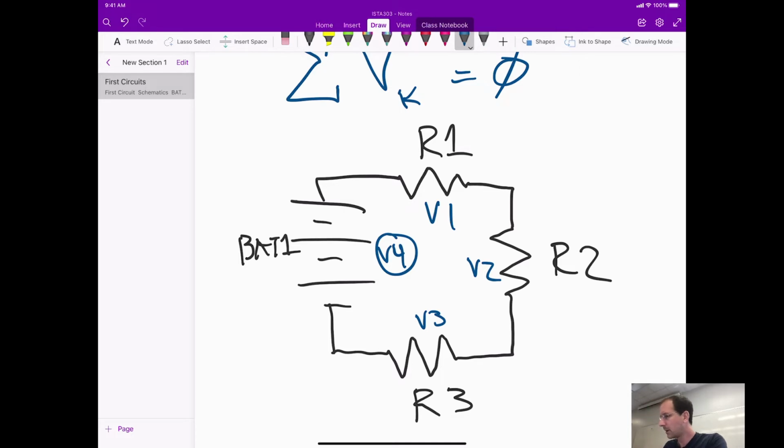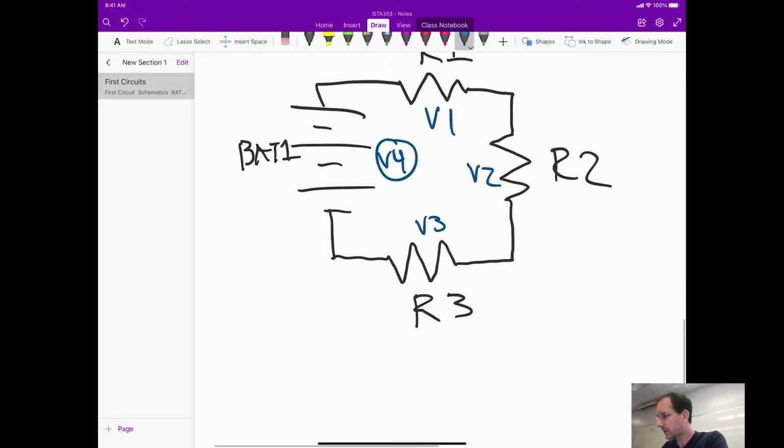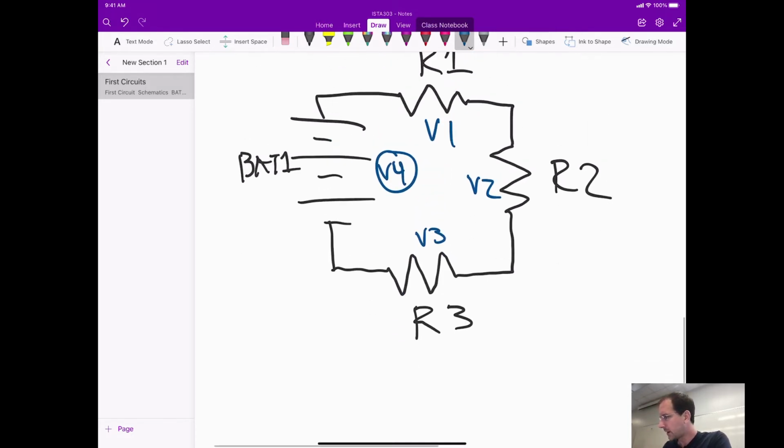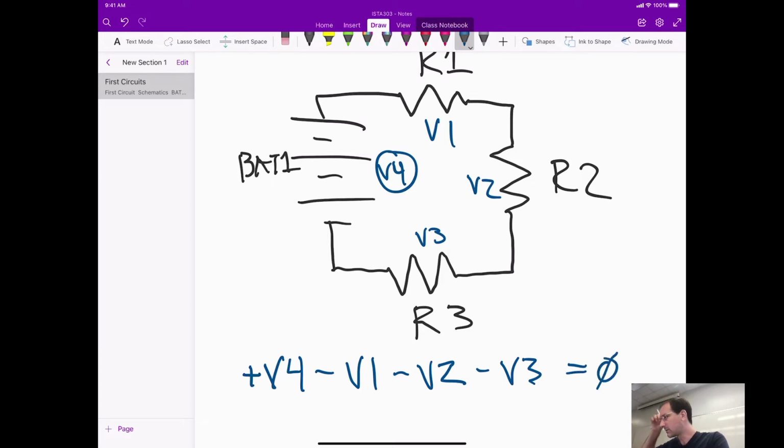And so what Kirchhoff's voltage loop law basically says here is that the power, or the voltage rather, generated by the battery minus the voltage used by resistor 1 minus the voltage used by resistor 2 minus the voltage used by resistor 3 has to be equal to 0.